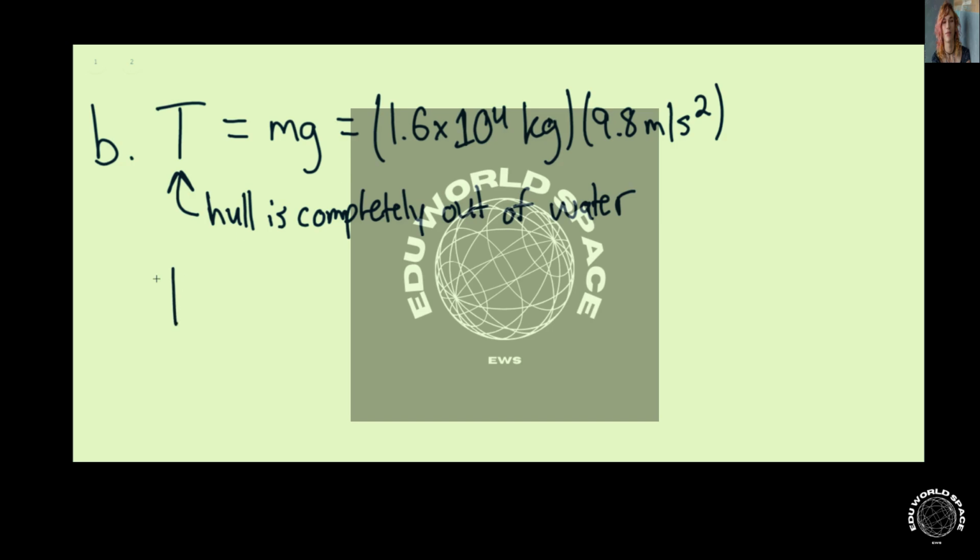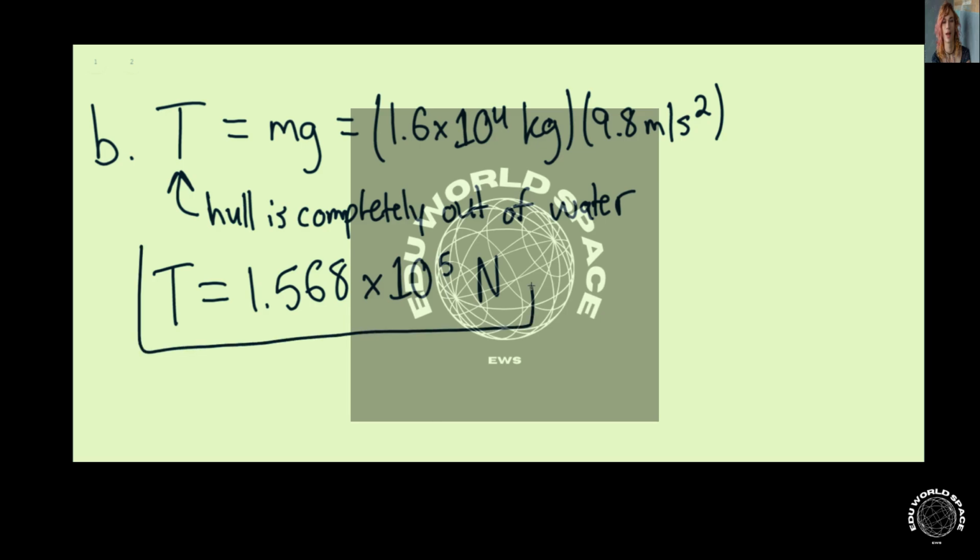And we find that the tension when the ship is completely out of the water is going to be equal to 1.568 times 10 to the fifth newtons. And this will be our final answer for part B. That is the end of the solution.